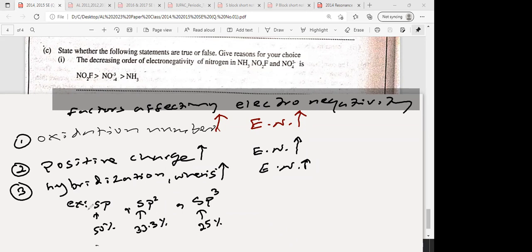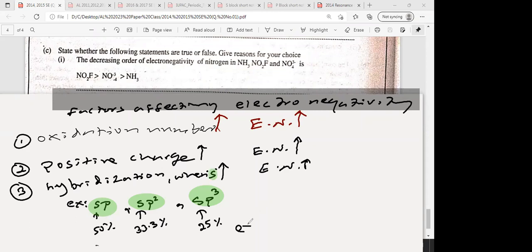Higher the S character, higher the electronegativity. So therefore, an sp hybridized orbital has higher S character. S character will be 50%. So I put S here. S means S character.